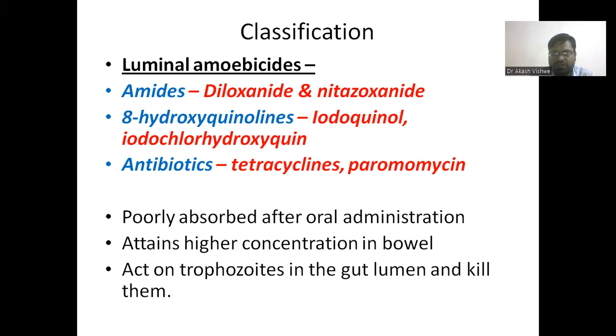Now, when we talk about luminal amoebicides, here we have another three different categories of drugs. First is the amides, diloxanide and nitazoxanide. Then 8-hydroxyquinolines. The drugs are iodoquinol and iodochlorhydroxyquin. Now, some antibiotics are also used in this condition. These are tetracyclines and paromomycin. Poorly absorbed after oral administration, these drugs attain higher concentration in the bowel, and they act on the trophozoites in the gut lumen and kill them.